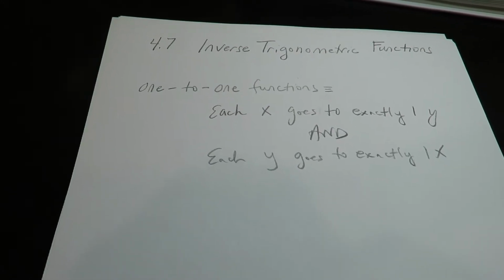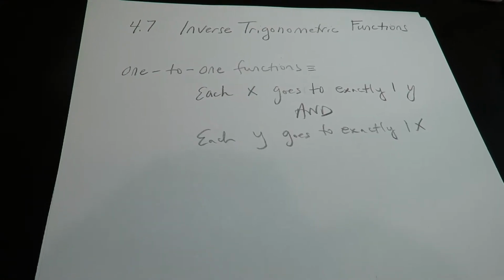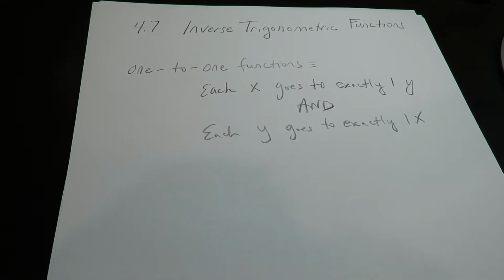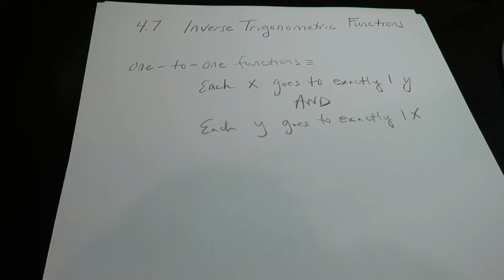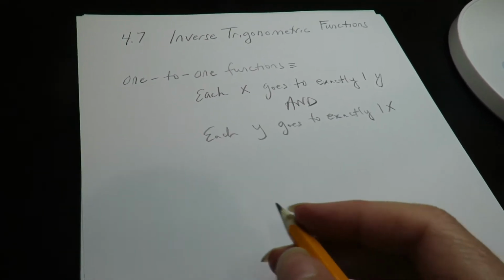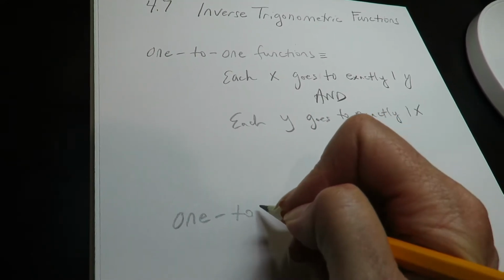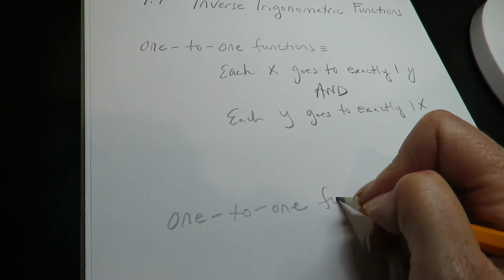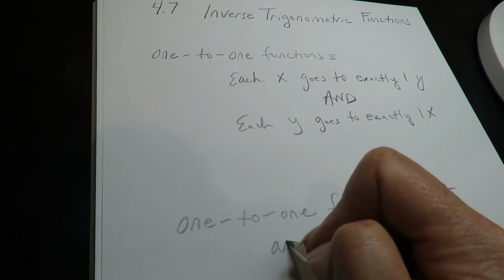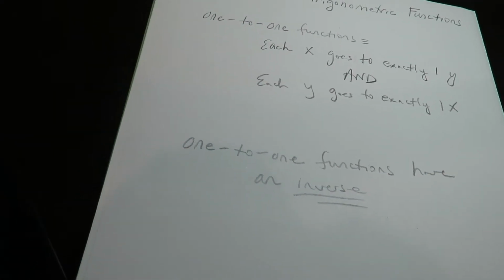And what's significant about that, and why I'm making an effort to make an introductory video for this section, is that one-to-one functions are critical to understand this because they're the only type of functions that have an inverse. They are the only type of functions that have an inverse.